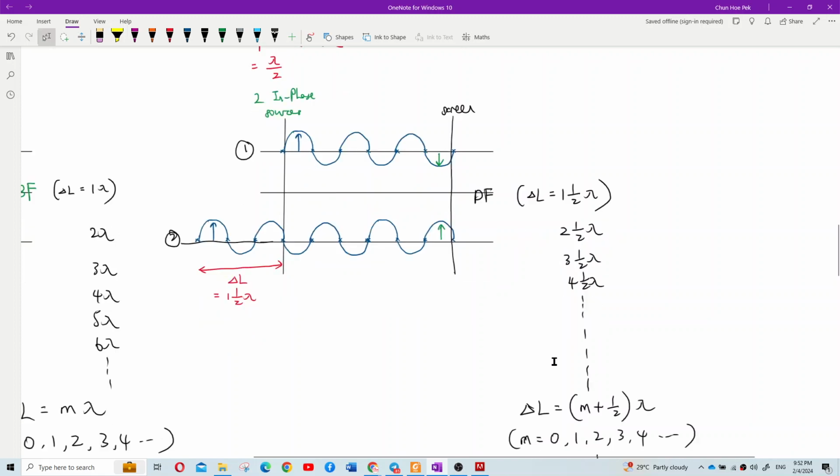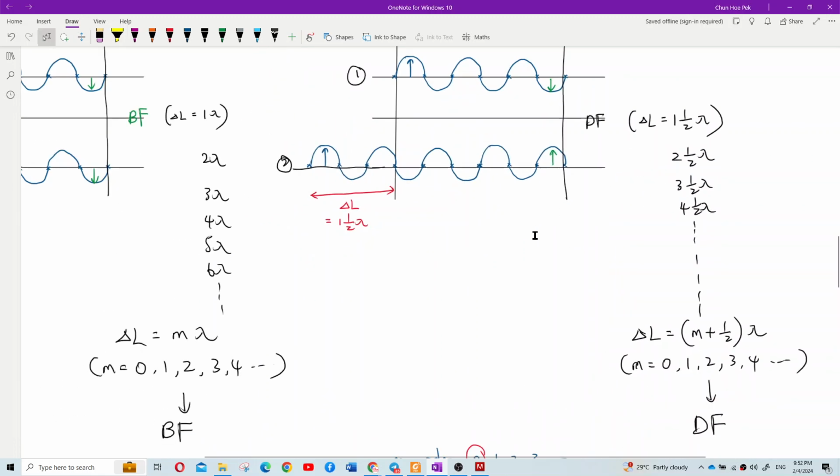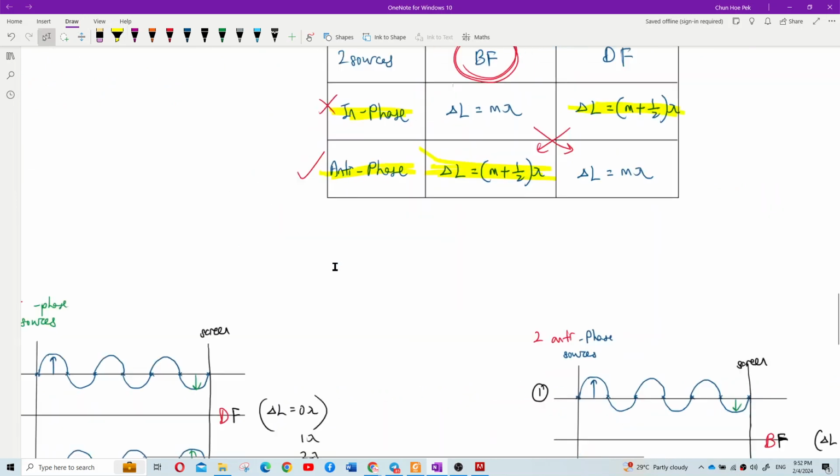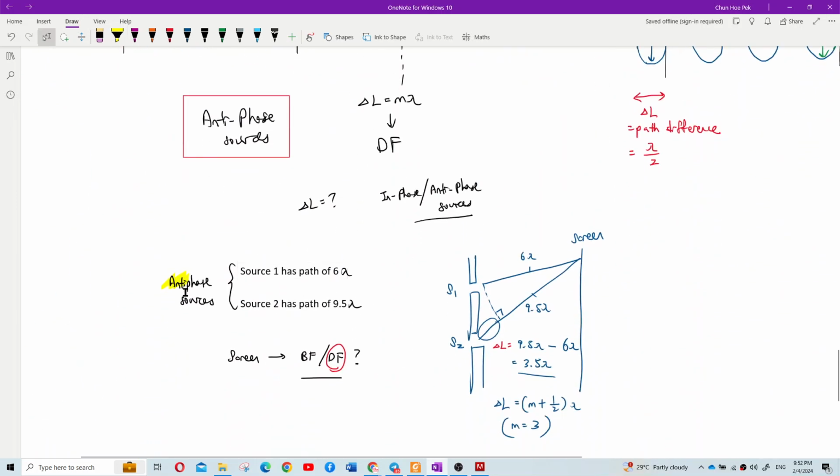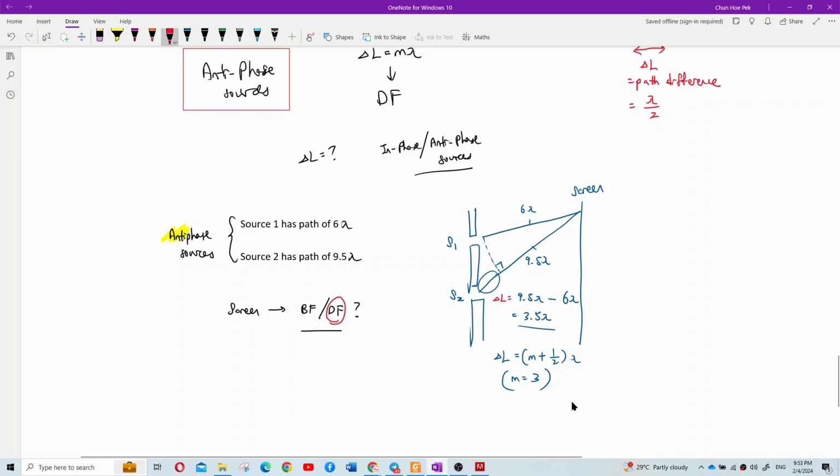Understand? So be careful, class. You must check whether it is in phase or anti-phase first, because this question gives anti-phase source. So M plus half lambda is not for dark fringe; for anti-phase, it becomes bright fringe. So for anti-phase sources, this formula is for bright fringe. Understand, class? Right now, do you understand?